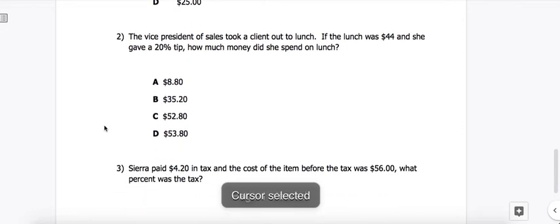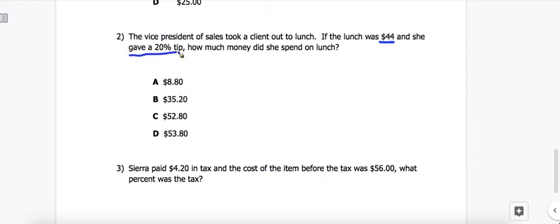The vice president of sales took a client out to lunch. If the lunch was $44 and she gave a 20% tip, how much money did she spend on the lunch? So in this case, I am now looking for the total. So now I have to calculate the tip by multiplying by the decimal. So once again, we move it 2 to the left, so that's 0.2. So I'm going to take $44 times the decimal for 20%, which is 0 and 2/10.